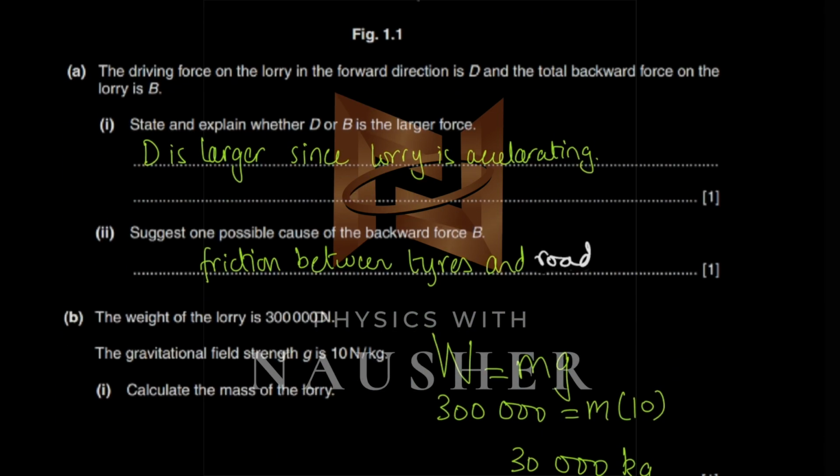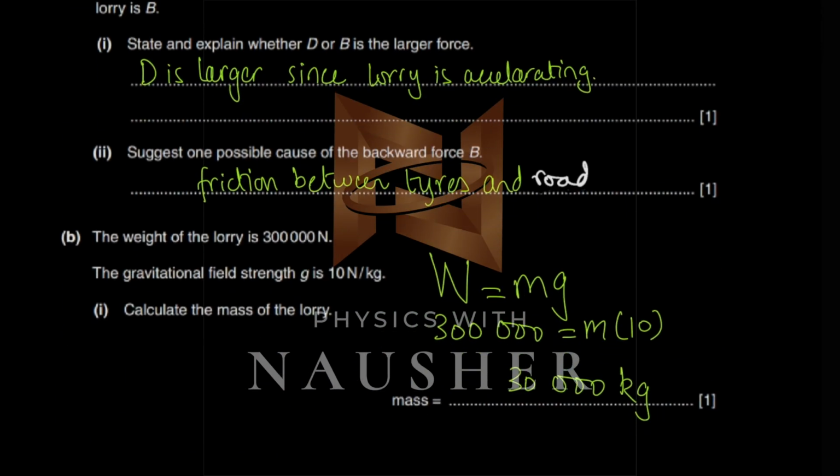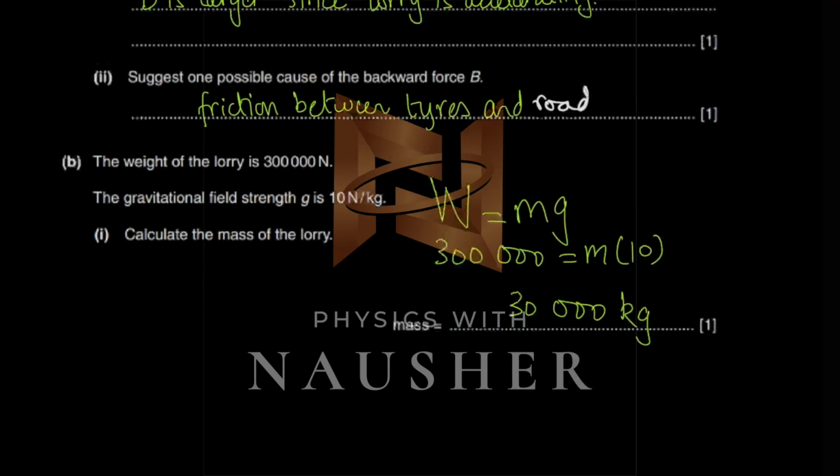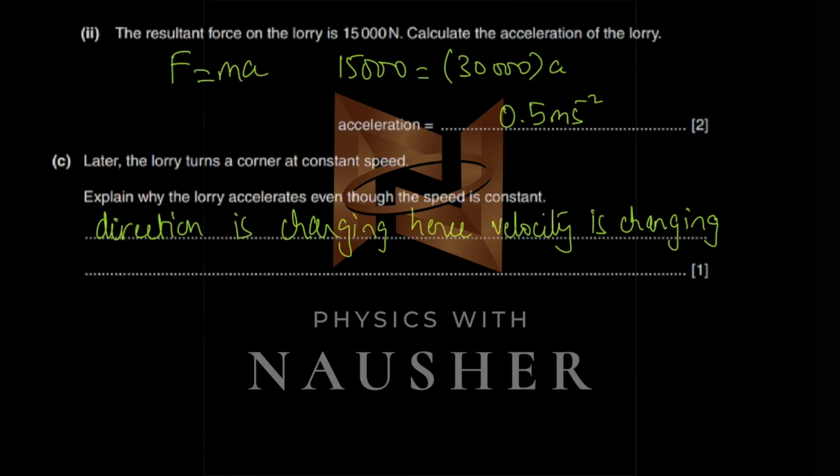The weight of the trolley is 300,000 and they're asking for the mass. Divide that by 10 so you get 30,000 kgs. Part 2, acceleration. F is equal to ma, resultant force is 15,000. Divide by 30,000 and you will get your acceleration as 0.5.